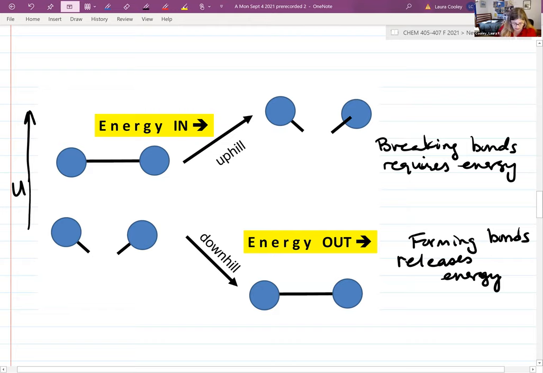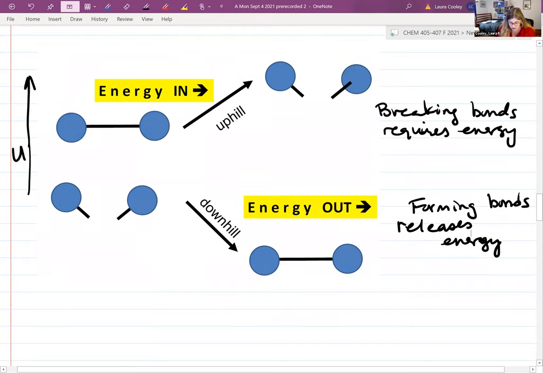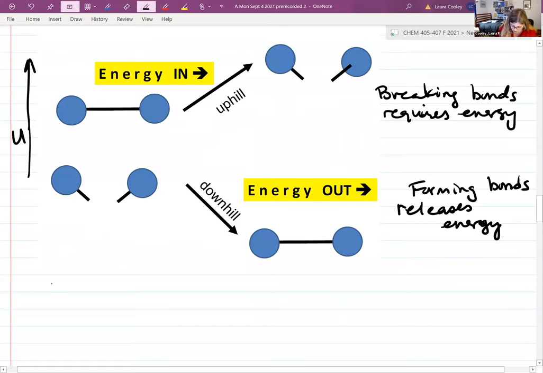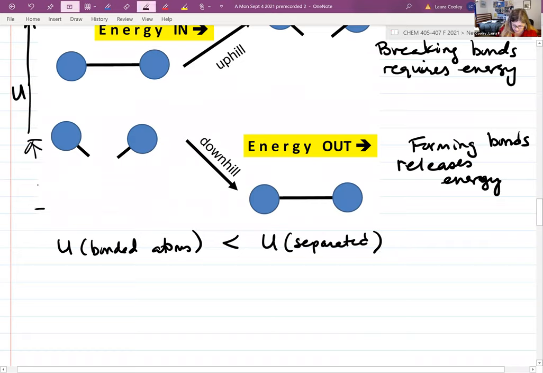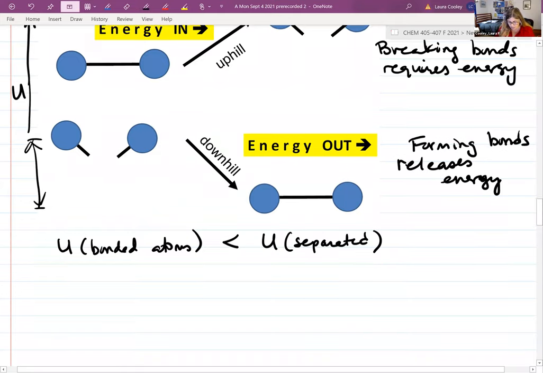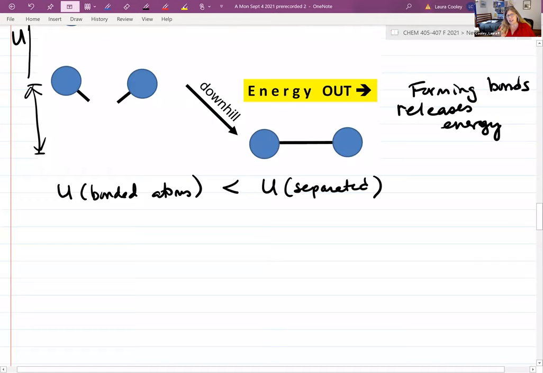Okay, and so that would be a downhill process energetically. So I would say that U for bonded atoms is less than U for separated atoms, okay? And these energy differences between bonded and separated, this is a rather large delta U compared to any of the U's we've been talking about before, contributions from kinetic, vibrational, that sort of thing. This is really a big difference.